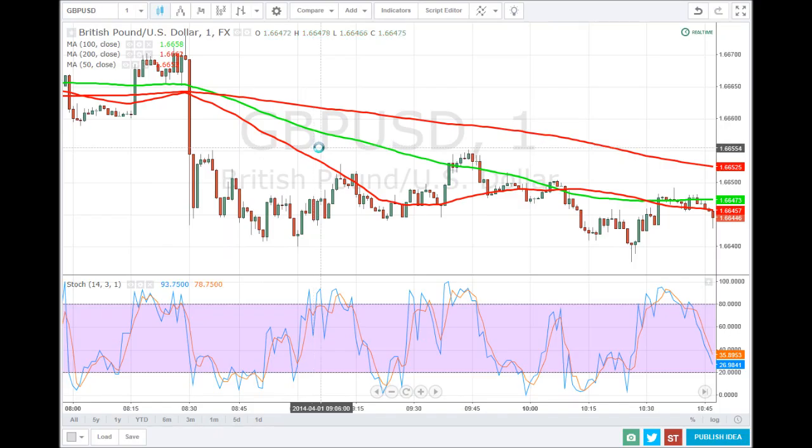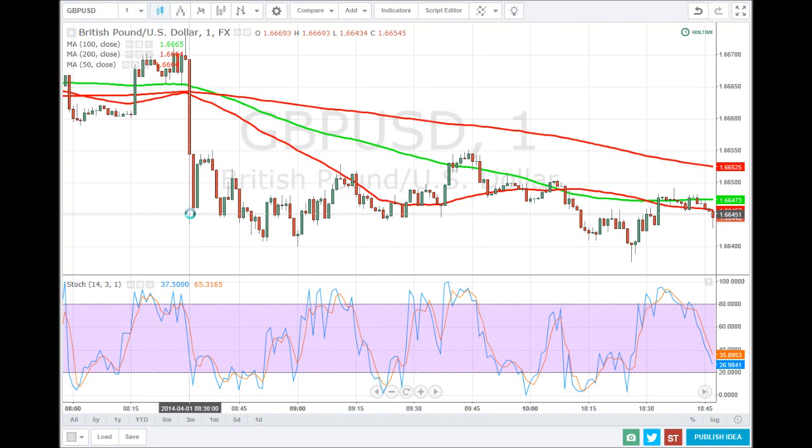On the screen I have a 1 minute chart or a 60-second chart of the pound against the US dollar. I have all the indicators set up on the chart: the 50 moving average, the 100 moving average, the 200 moving average, and the stochastic down the bottom here.